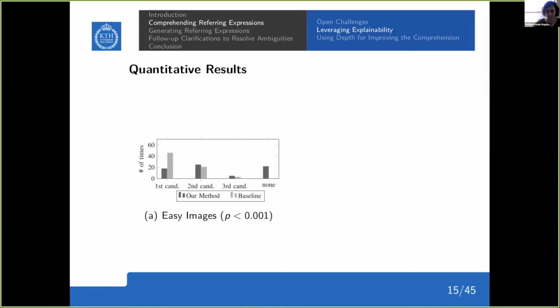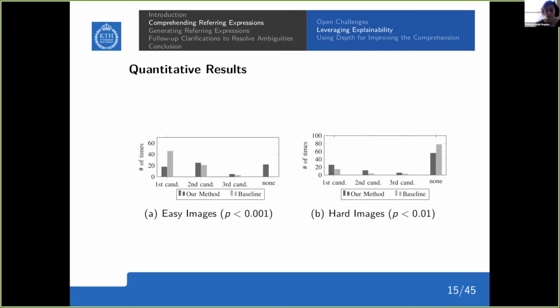Let's move on to our quantitative results. This is for easy images. We observed that the baseline method works better than our method, which was expected because our method focuses on each region of the scene, but the baseline method focuses on detected objects. And in the easy category, there was only one distractor and all the objects were detectable. So the chance level of the baseline was much higher than our method, so it performed better in the easy category.